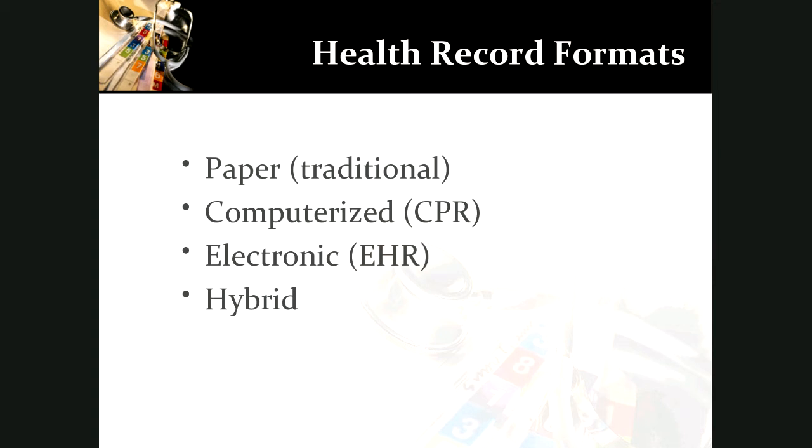So let's talk a little bit about health record formats. We are all pretty familiar with paper records. That's considered the traditional health record, right? Then we have the computerized health record, where it's in a computer. They have parts that are scanned in. You know, there are some electronic, but it's computerized. It's scanned in. It existed in paper, and now it is scanned in so that you can see it on a computer. Okay, does that make sense?